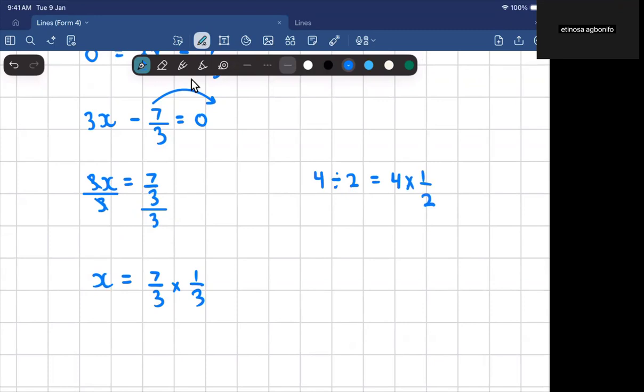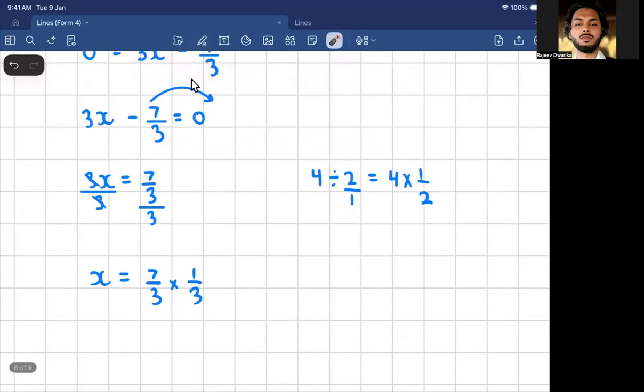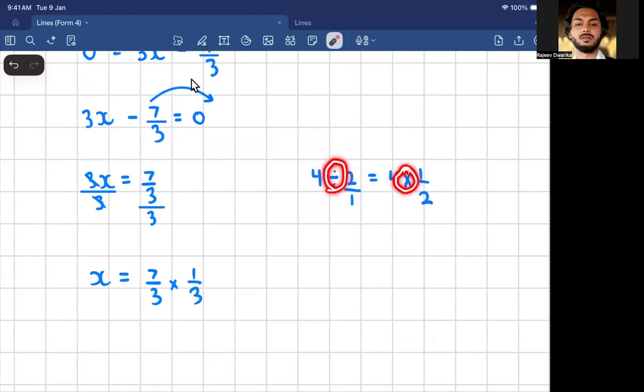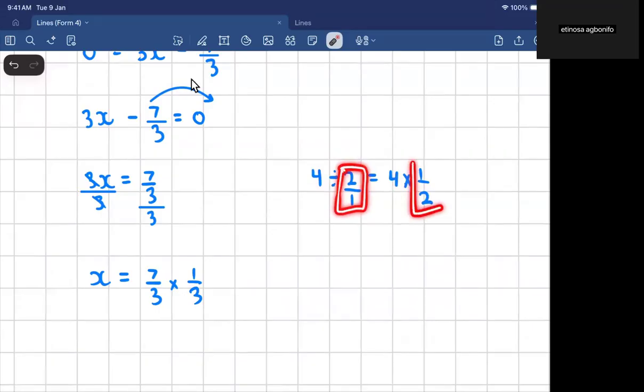Yeah. So I needed to understand something. Isn't it also possible for me to write 2 as 2 over 1? Yes, sir. Okay. So anytime you go from division to multiplication, you flip whatever you're dividing by. So Etiosa, in this case, what are we dividing by? By 2, which is the same thing as 2 over 1. So if I turn this division to multiplication, what do I have to do with the 2 over 1? You have to flip it. Right, I have to flip it.